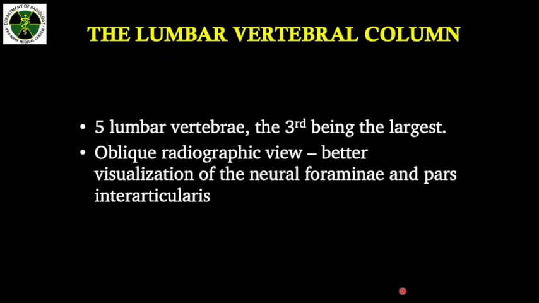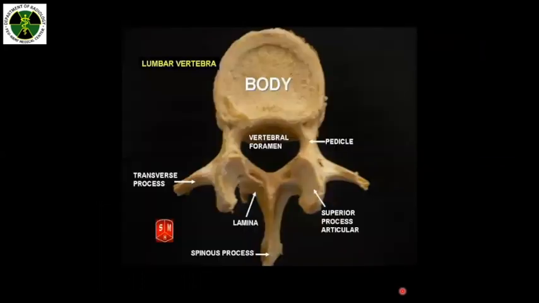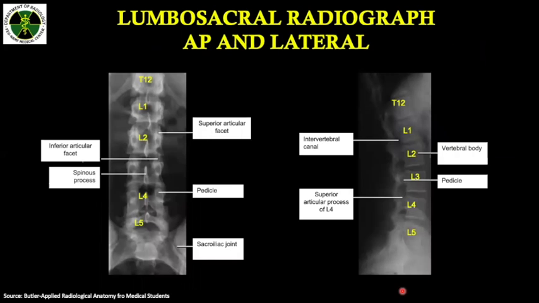There are five lumbar vertebrae, the third being the largest. Oblique radiographic views provide better visualization of the neural foraminae and pars interarticularis than the conventional views, which are AP and lateral. So again, these are the parts of a lumbar vertebra. And in X-ray, this is how they look.